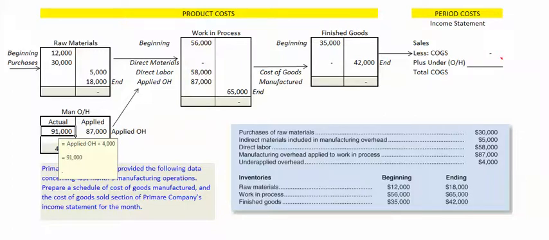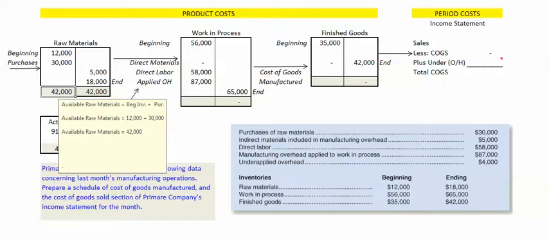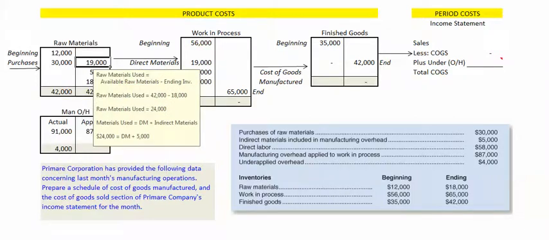All right, let's go ahead and finish off and complete the empty spaces on our flow chart, beginning with raw materials. We had a beginning raw materials inventory balance of $12,000 and we had purchases of $30,000. This means that we've got $42,000 of raw materials available for use in production. If we used $5,000 for indirect materials and we had $18,000 left over, this means that our raw materials that were issued to work in process was $19,000 in what we call direct materials.